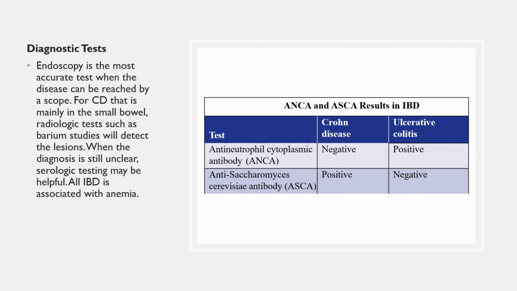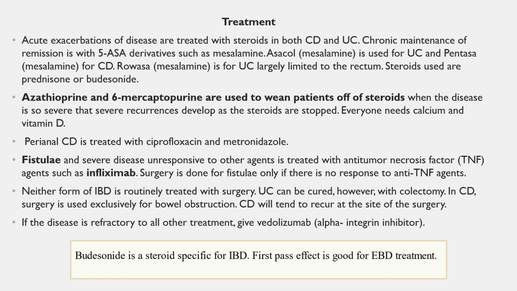Okay, very good. Let's go to the next slide, slide number 10. We're almost done. The treatment of both CD and UC depends on what you have. If you have an acute exacerbation, usually it is treated with steroids. Chronic maintenance of remission is usually with 5-ASA derivatives such as mesalamine.